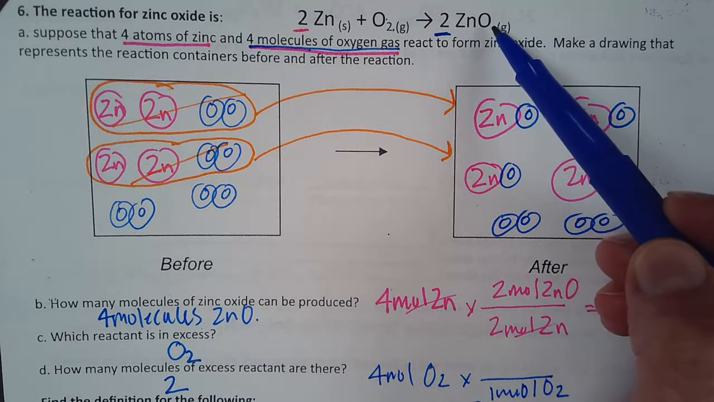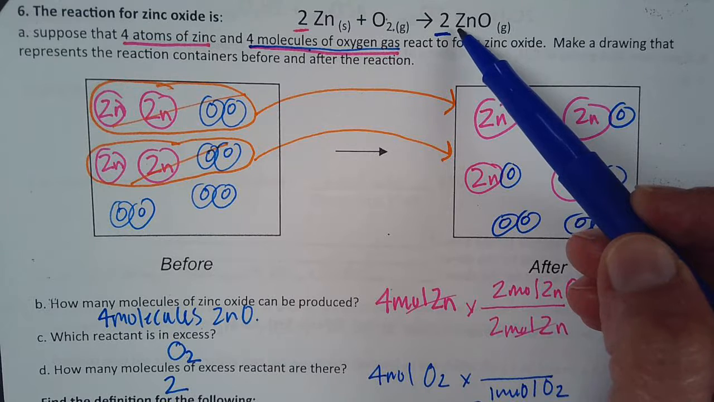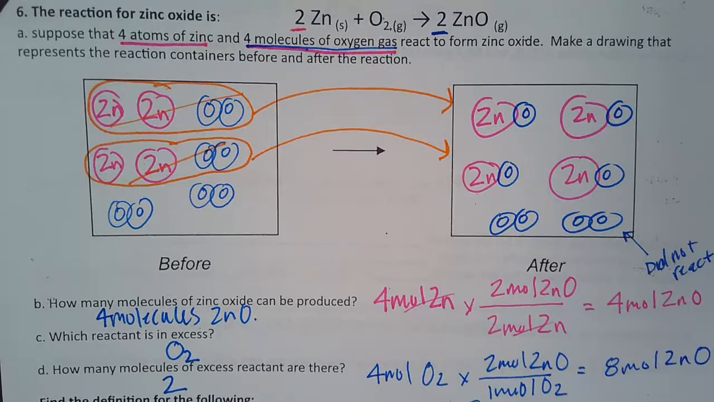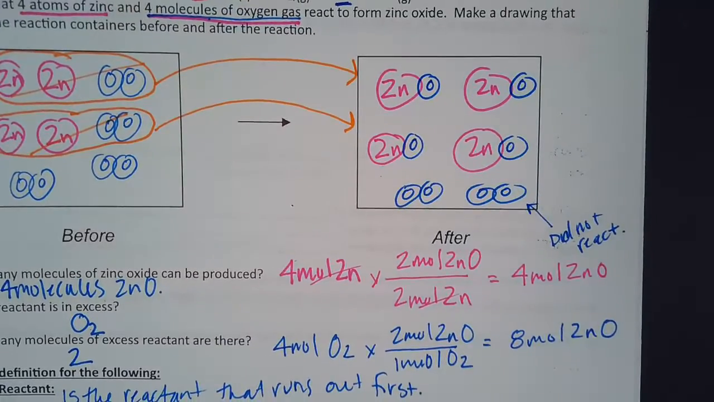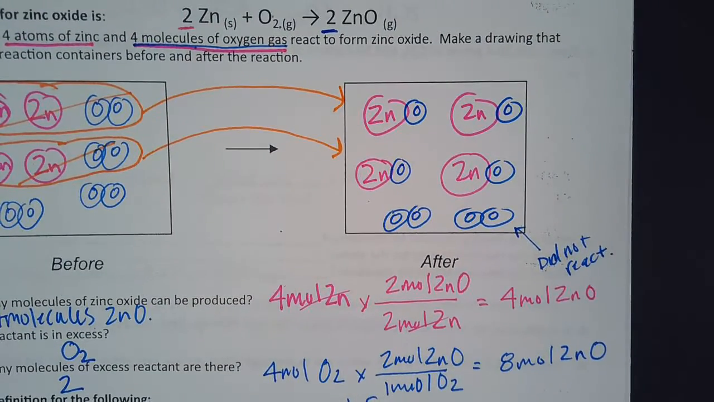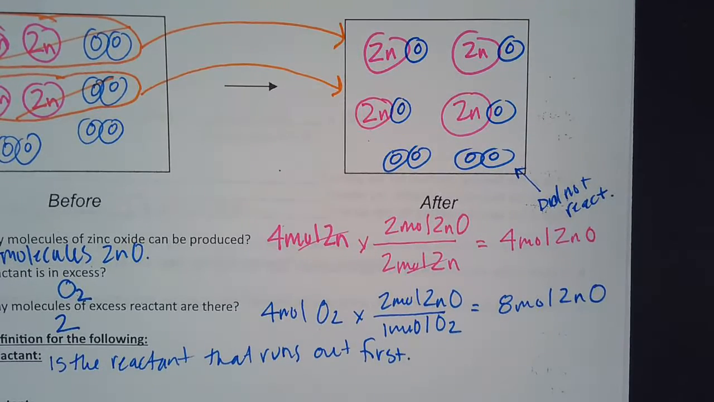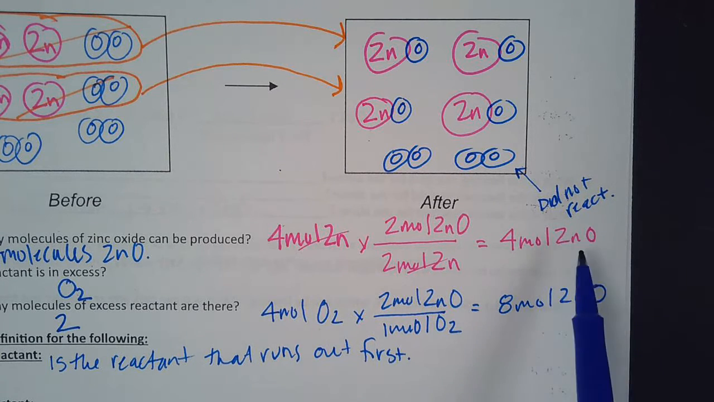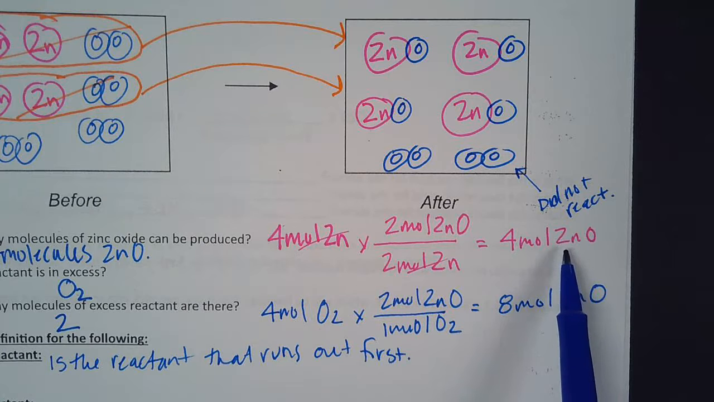And how many moles of zinc oxide are we going to produce? 2. So 4 times 2 is 8 moles of zinc oxide. So what this is telling us is that if we have 4 moles of zinc and all of this is used up, meaning that this is a limiting, we can make 4 moles of zinc oxide.